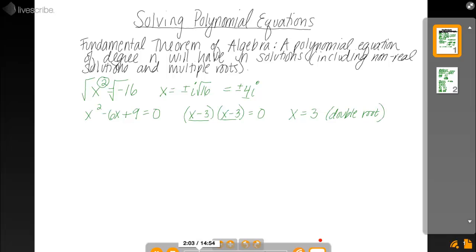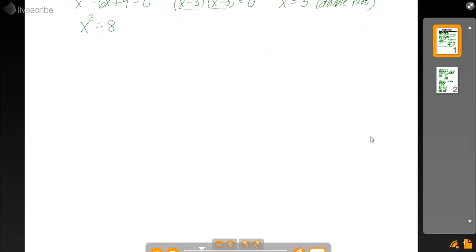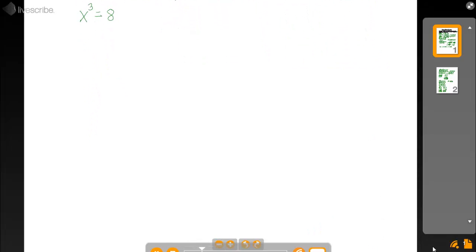So it is true that a polynomial equation of degree n will have exactly n solutions. We just have to remember to include non-real solutions as well as those multiple roots, just like the two examples that we just saw. So let's solve some interesting polynomial equations. Let's look at this one. x cubed equals 8. By our fundamental theorem of algebra, we know it has to have 3 solutions. So we can't stop solving until we've got our 3 solutions.